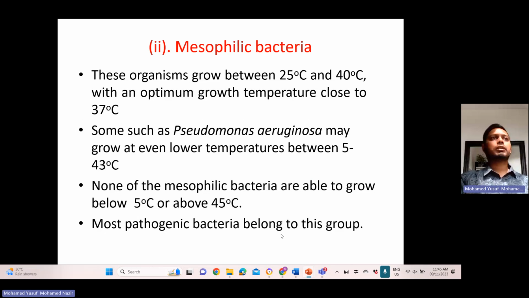That's why it is very easy for you to get sick if you get contaminated with bacteria that grow at this range of temperature, if you keep your food at ambient temperature, at room temperature.